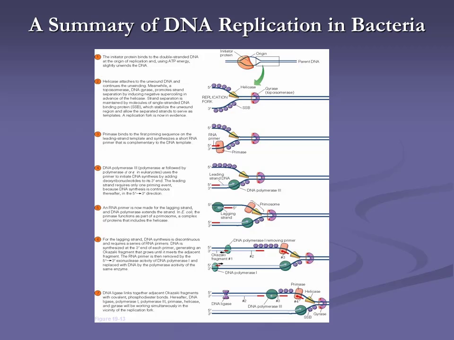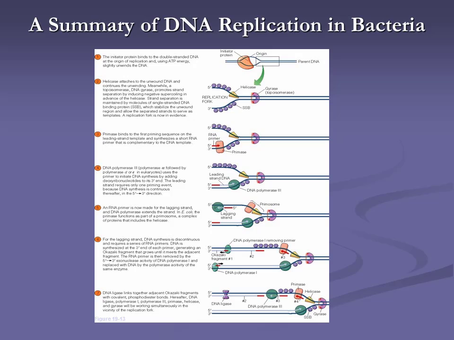So this is just a static summary slide showing our helicase. They call this gyrase, which is another name for topoisomerase. Our little cheese wedge, that's our helicase. Single-stranded binding proteins, leading strand along the bottom with DNA polymerase 3, lagging strand along the top.